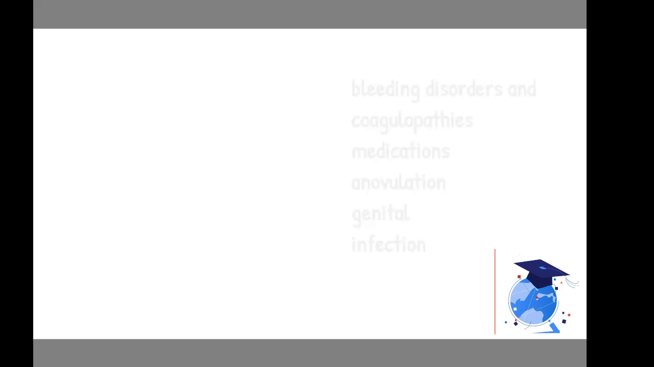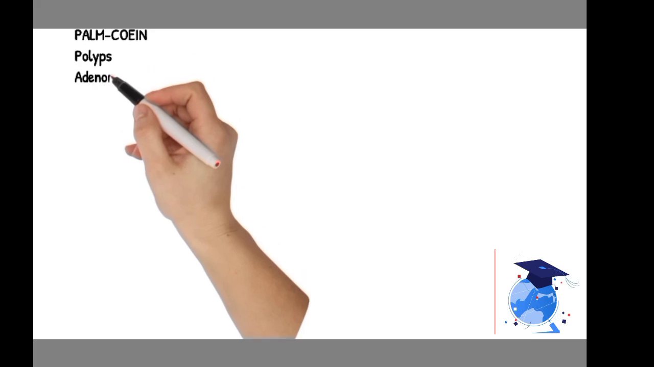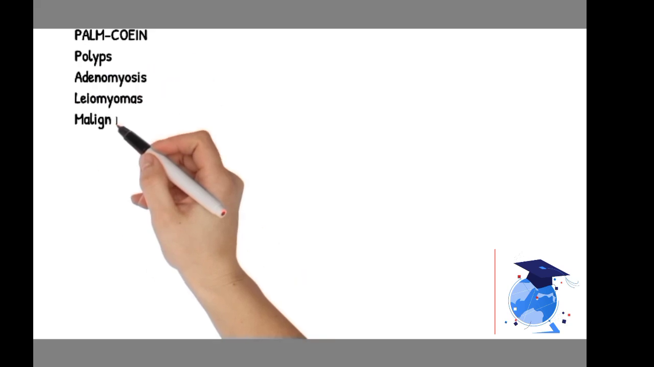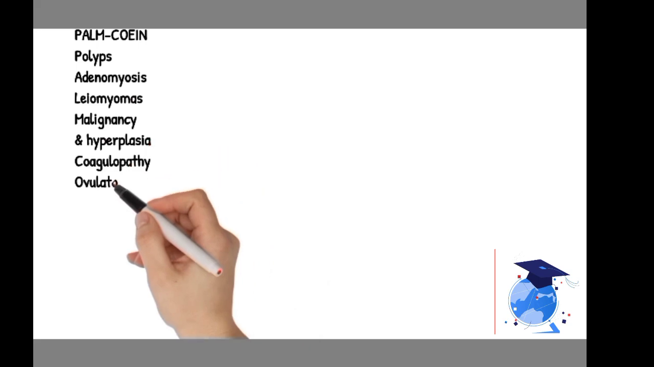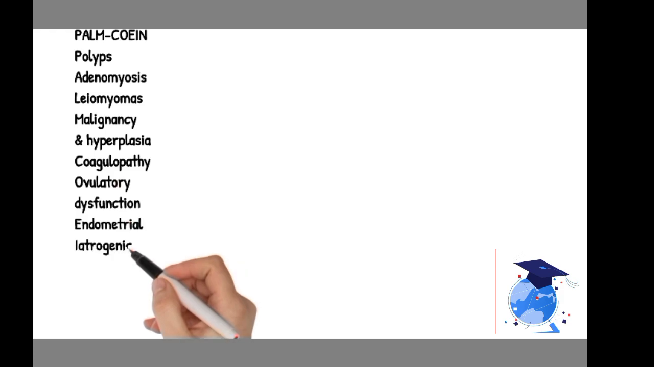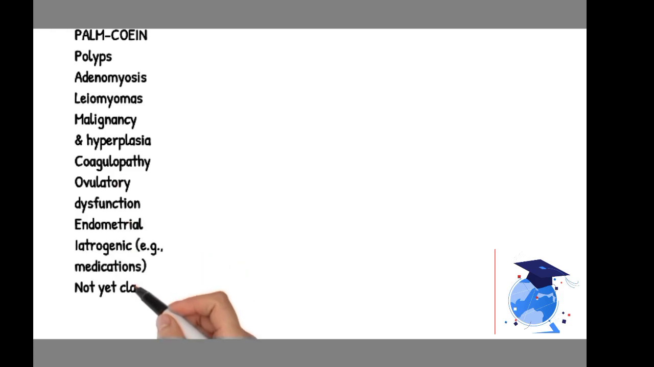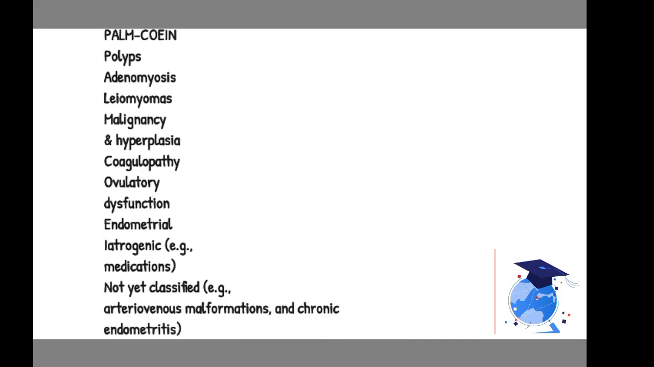Causes can be remembered with the mnemonic PALM COEIN. This refers to polyps, adenomyosis, leiomyomas, malignancy and hyperplasia, coagulopathy, ovulatory dysfunction, endometrial, iatrogenic, such as from medications, and not yet classified, such as from arteriovenous malformations and chronic endometritis.